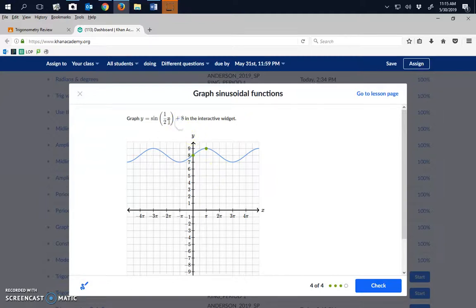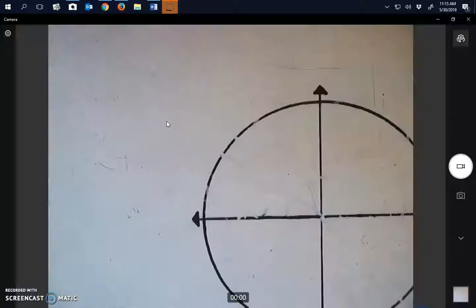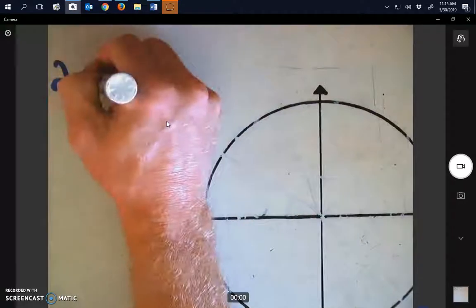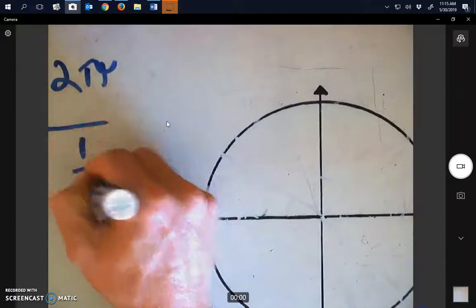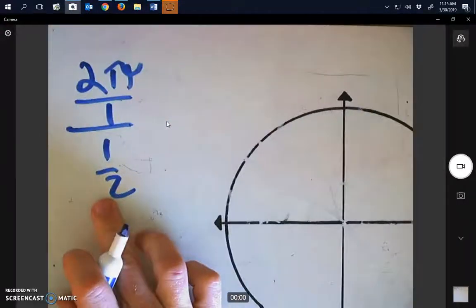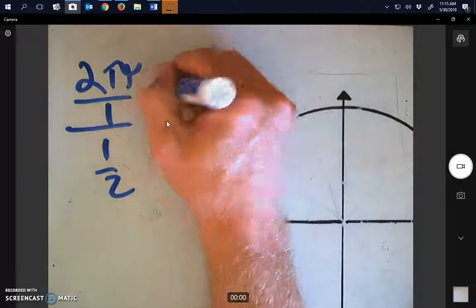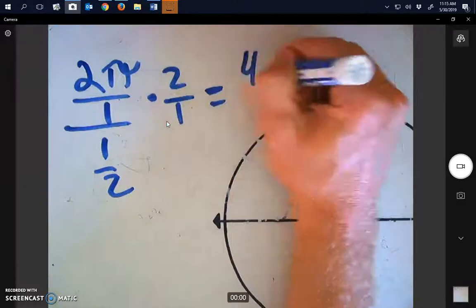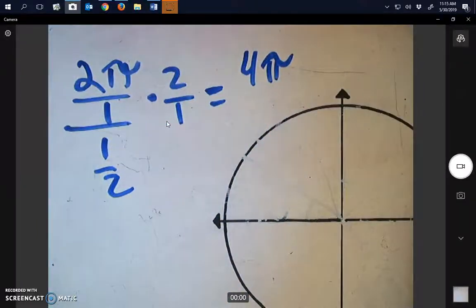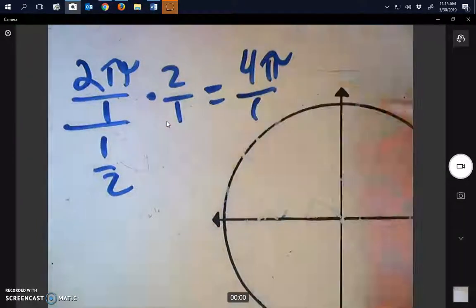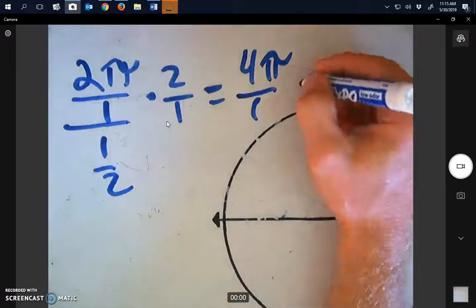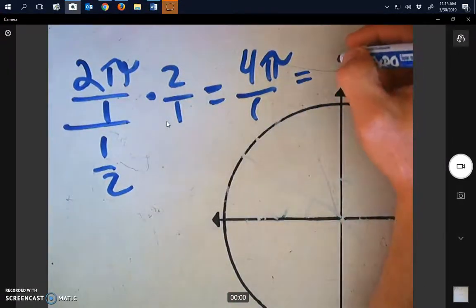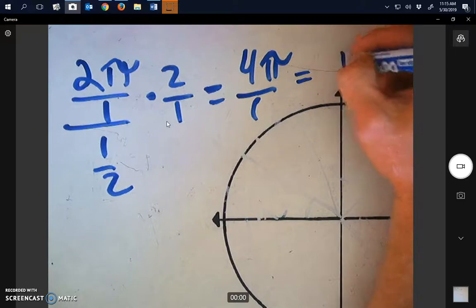Last thing to check is our period, so 2 pi divided by 1/2. And that piece is a fraction. We make this into a fraction, flip and multiply. Okay, so now we don't divide our pi's out, so don't freak out. 2 pi times 2 is 4 pi over 1. So then we're going to divide this by 4, so we figure out what 1/4 of our sine wave is, and we just get pi.